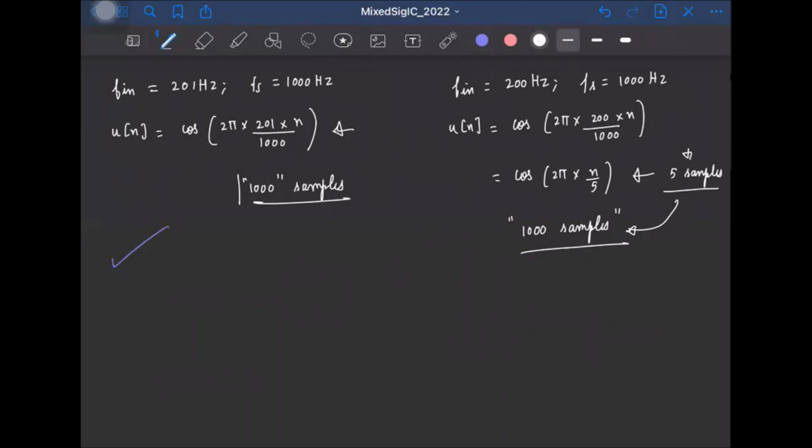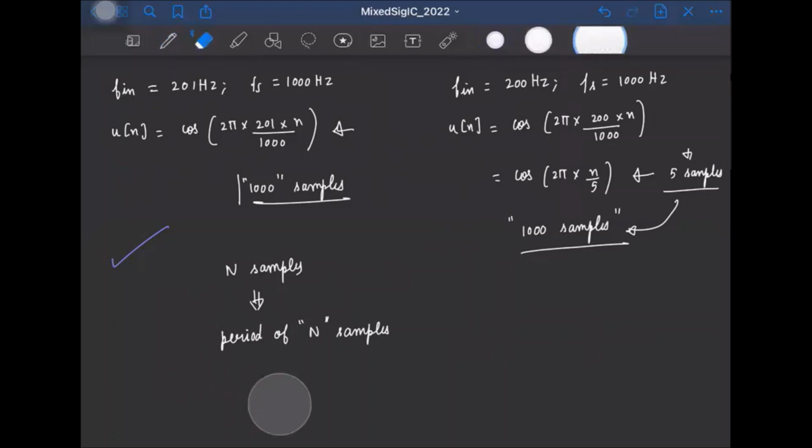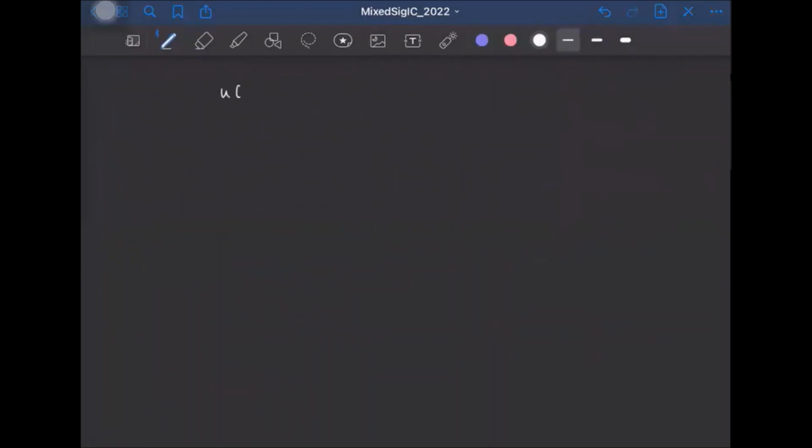So what's the bottom line? We need to choose a sinusoid such that if we want to process n samples, the sinusoid must have a period of n. And how should the sinusoid look then? u of n must be cos of, okay, let me write it on the next page. u of n is cos of 2 pi times m by n times n, and m and n should not have any common factors.